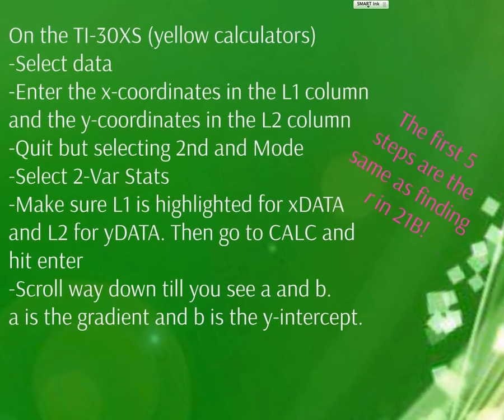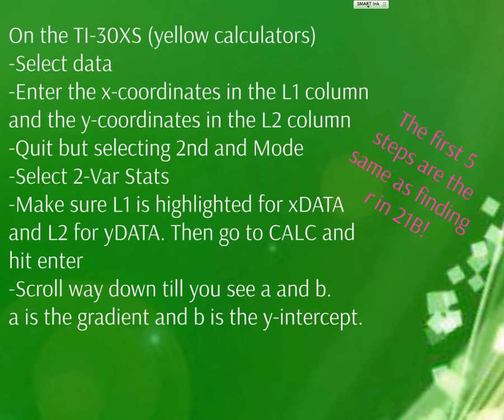So before you guys start scrambling to write this all down, the first 5 steps are exactly the same as the steps that we did in 21B to find R. So if you know how to find R from 21B, it's the exact same steps. This is for the TI-30XS yellow calculators. So, you select data, put in your information into the L1 and L2 columns. You want to quit out of there so you don't accidentally delete something. I kind of did miss a step in here, but to select 2 var stats, you have to hit stat that's right above data.